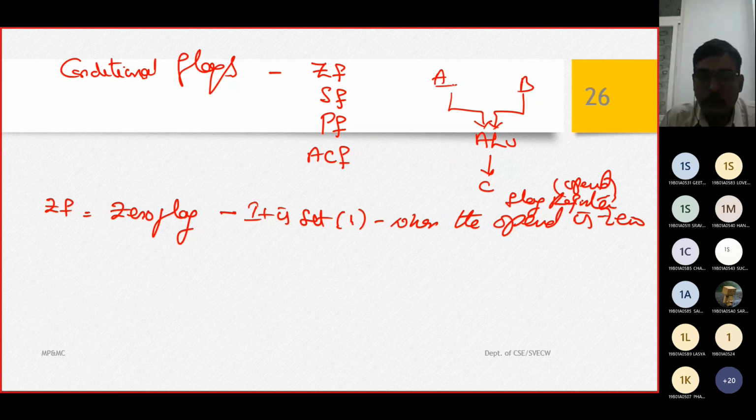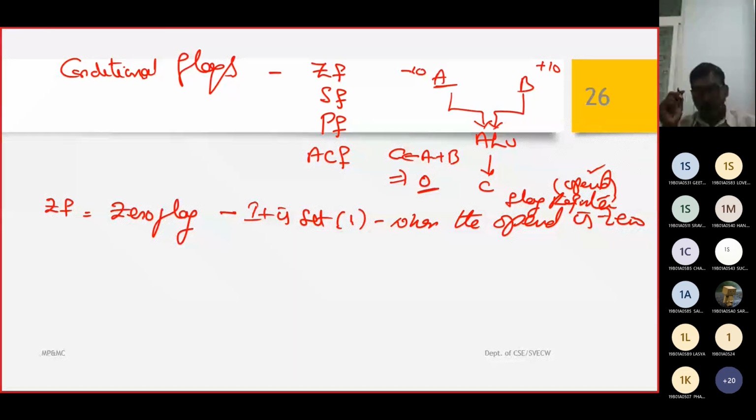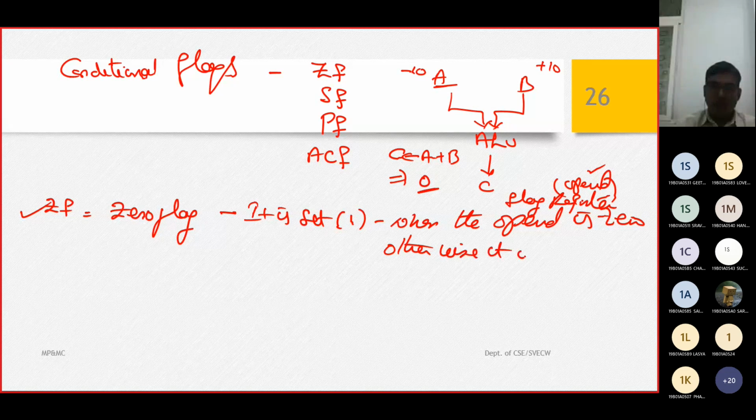So now, assume I am going to say A is minus 10 and B is plus 10. Then I make C equal to A plus B, which implies the answer is 0. If the answer is 0, that means the answer of the operand is 0. In that case, the zero flag is going to be set high. Otherwise, it is going to be in a low state.